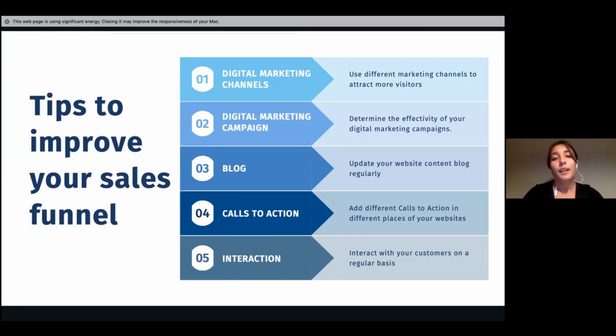Then you could create a digital marketing campaign just to see if what you are working on, if what you are putting your efforts on, is really working. So you can focus on that, or you can set it aside.